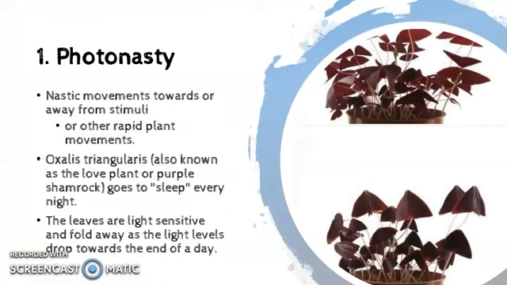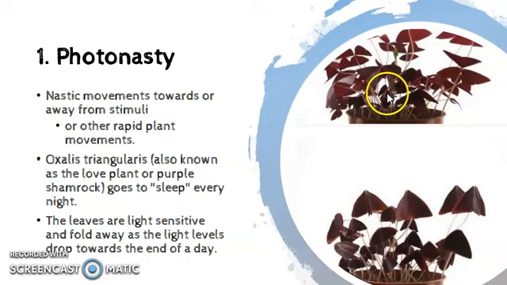So photonasty is one type of nastic movement in plants. In terms of meaning, photonasty is the movement of a plant organ in response to changes in light intensity. But the direction of the stimulus in the form of light does not determine the direction of the movement of the plant. The figure in this slide shows one species of plant that we call Oxalis triangularis.